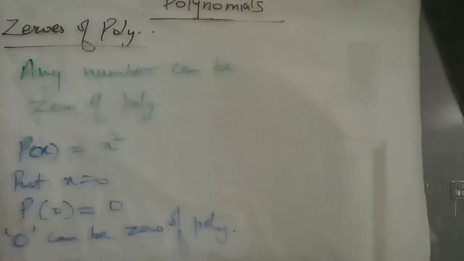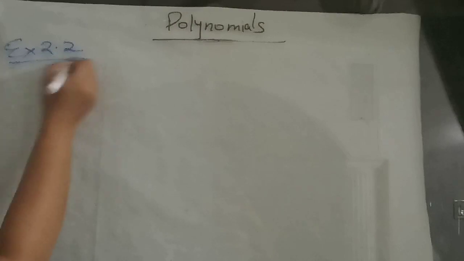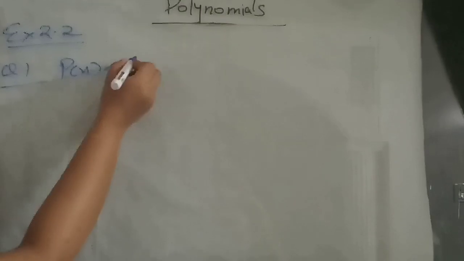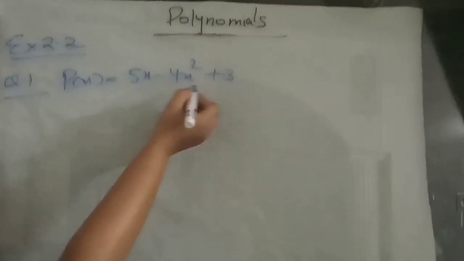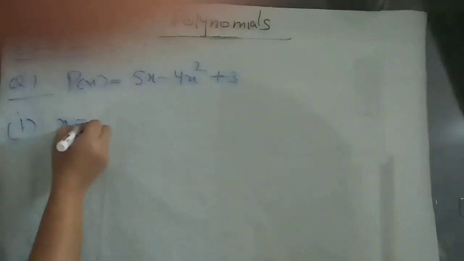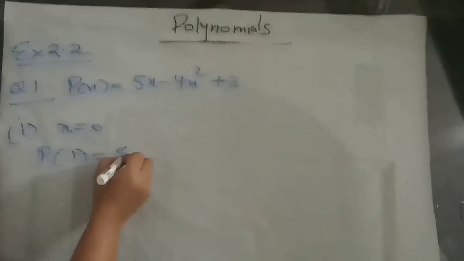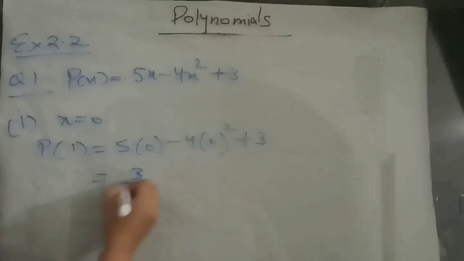Now exercise 2.2, question number 1. Let us do the exercise. The first question is, find the value of the polynomial. The given polynomial we will write as p(x) = 5x minus 4x square plus 3. It should be in the standard form, but here we just have to find the value. For the first part, x equal to 0. Just put x equal to 0 in the given polynomial: 0 minus 4 into 0 square plus 3. It is 0, 0. So your answer is 3.